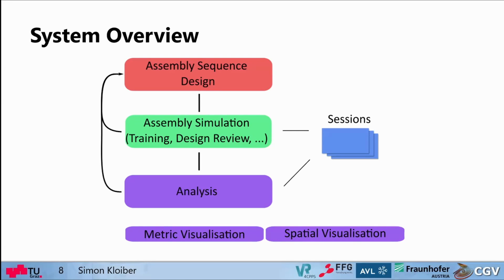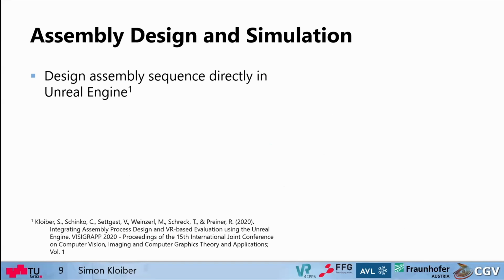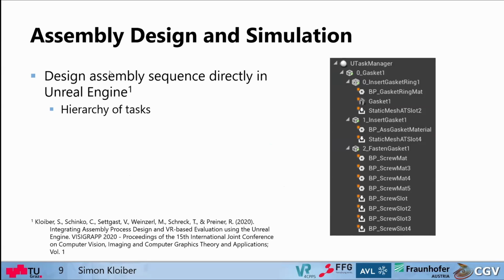For the assembly design and simulation, we build upon a previous work of ours, where users can directly design the assembly sequence in Unreal Engine. For this, we are using the scene graph or world outliner. You can see the little boxes here. These are tasks directly in the scene graph. You can also define the workstation here.